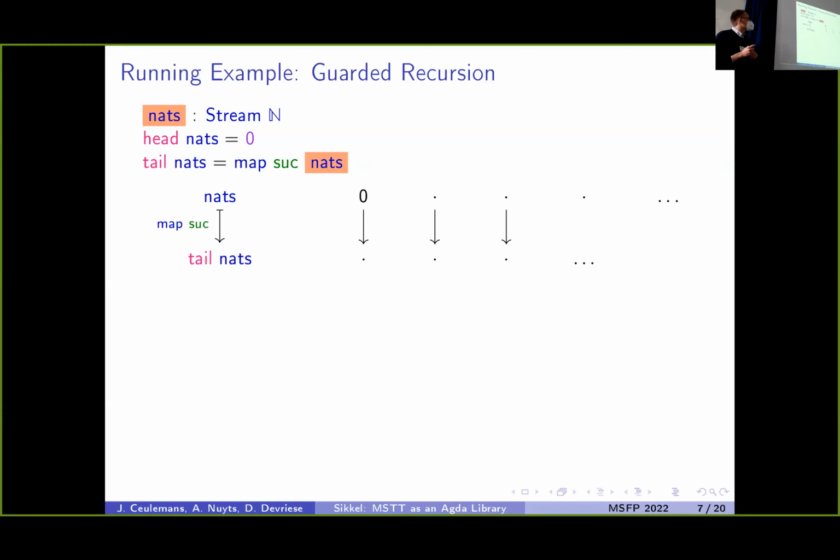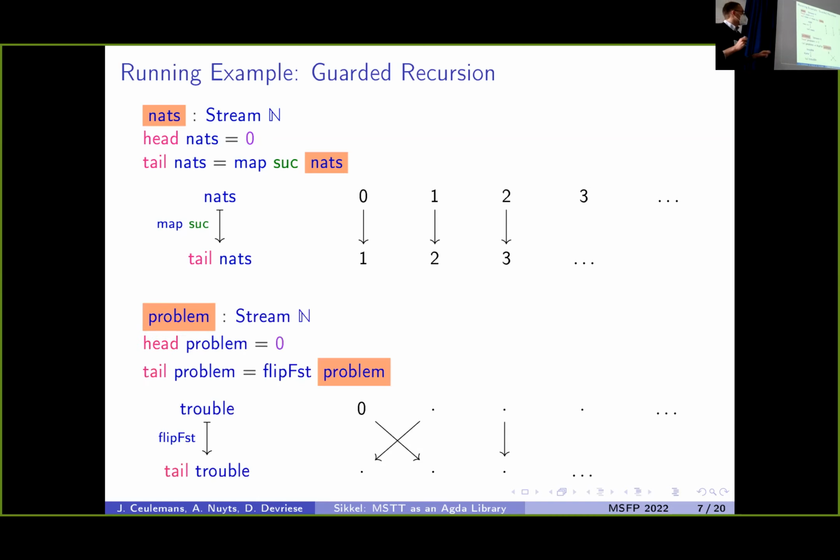However, this definition actually is productive. You can see that in this diagram. So we begin with a stream that starts with a 0. We just apply a successor function to get the second element, and we do that again and again, and we see that every element of the stream can be computed in a finite amount of time.